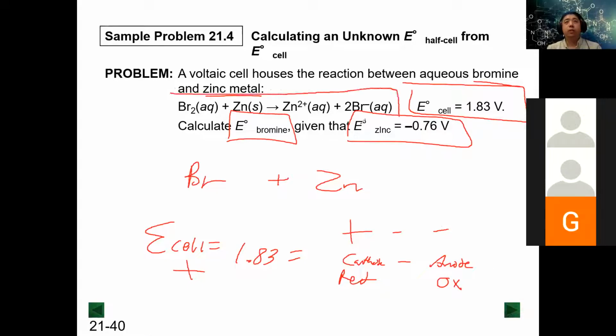So if I look up here, who is undergoing reduction? Who is undergoing oxidation? What is zinc doing?